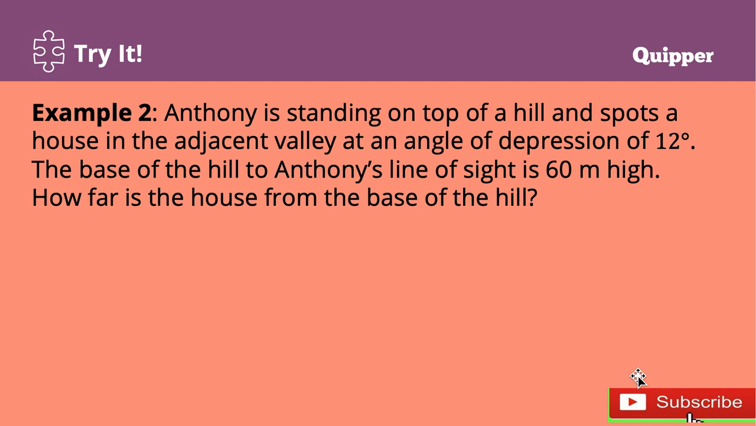Example number 2. Anthony is standing on top of a hill and spots a house in the adjacent valley at an angle of depression of 12 degrees. The base of the hill to Anthony's line of sight is 60 meters high. How far is the house from the base of the hill?